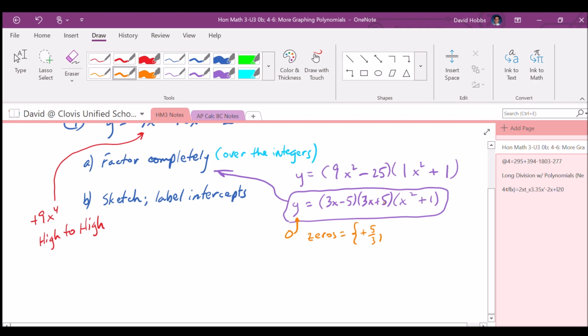If I set 3x plus 5 equal to 0, I would get negative 5/3. Okay, so positive 5/3, so plus and minus 5/3, you could write it like that. They each have multiplicity 1. Now what about x squared plus 1?